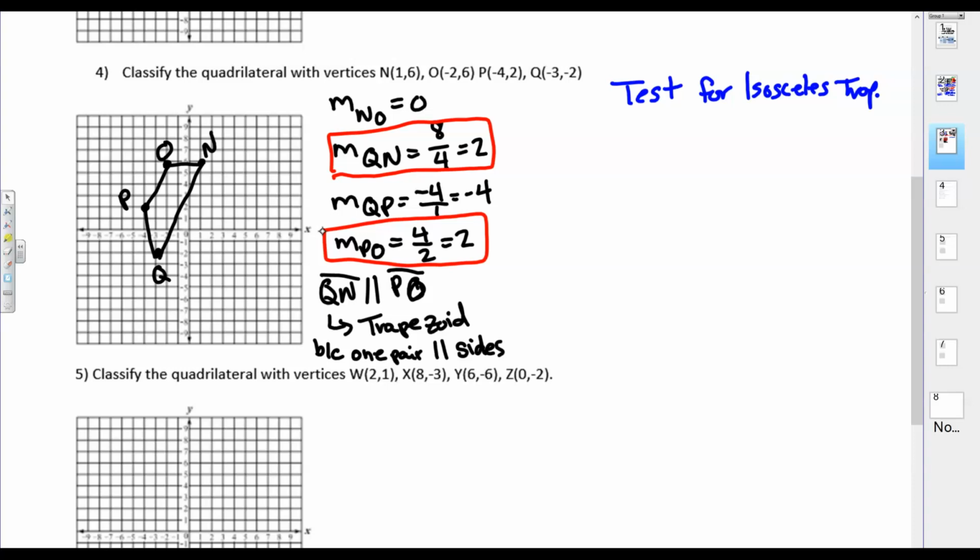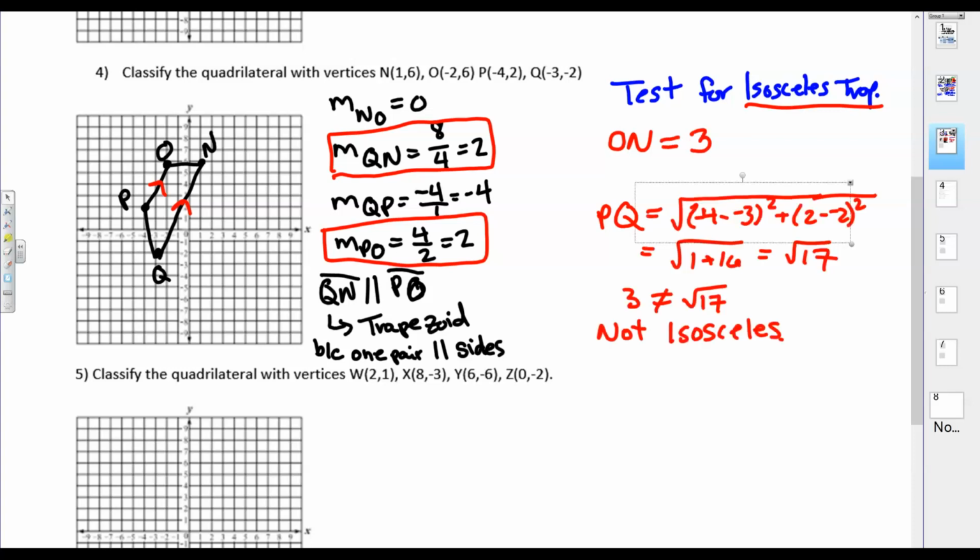Now that I know it's a trapezoid, I need to test to see if it's an isosceles trapezoid. And to test for an isosceles trapezoid, I need to find the non-parallel sides. Well, these are my parallel sides. So my non-parallel sides would be the length of ON and the length of PQ. So now go and find the length of those 2 sides. So going through this math, we get that ON is 3, PQ is √17, and 3 does not equal √17, so it's not isosceles. So my final conclusion is that this is a trapezoid, because we have 1 pair of parallel sides.